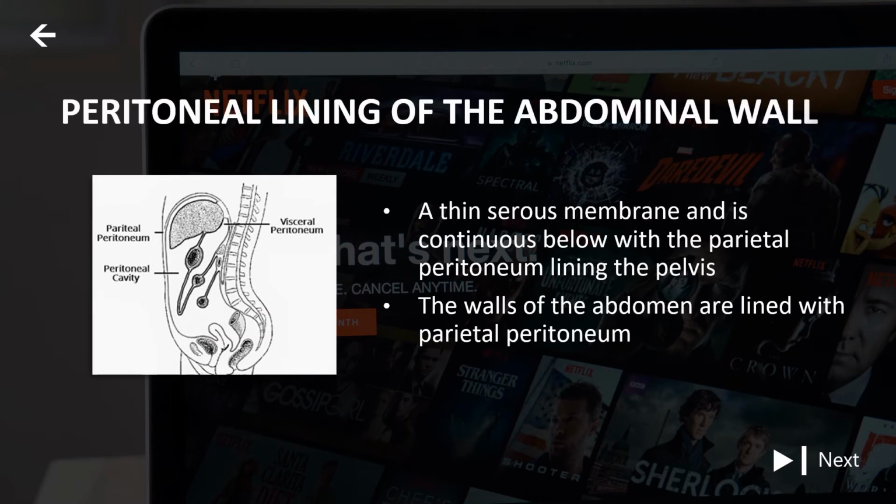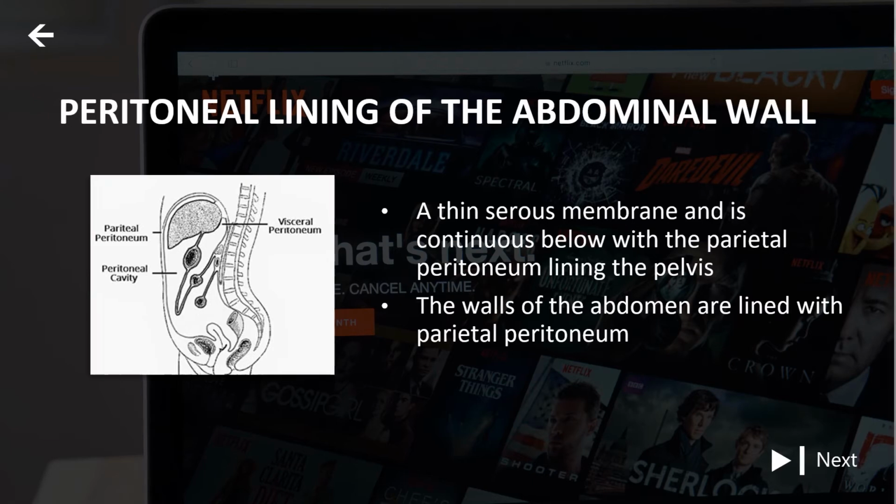Peritoneal lining of the abdominal wall. The walls of the abdomen are lined with parietal peritoneum. This is a thin serous membrane consisting of a layer of mesothelium resting on connective tissue. It is continuous below with the parietal peritoneum lining the pelvis.